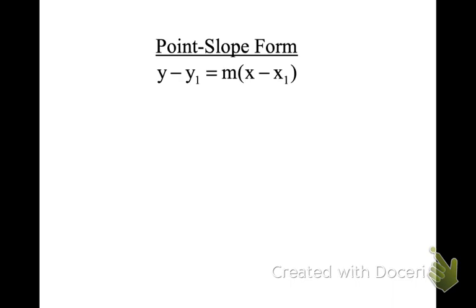All right, point-slope form of the equation. Please write it down. y minus y1 equals m, the slope, times the quantity of x minus x1. It looks very similar to a formula that we've used before.